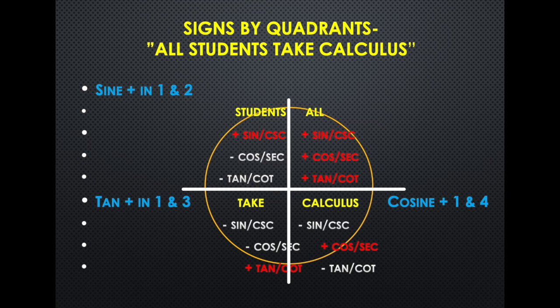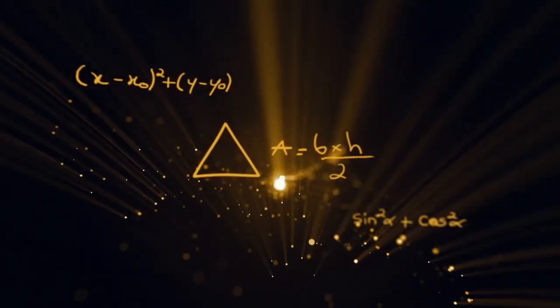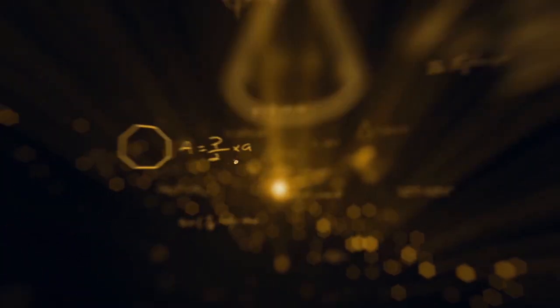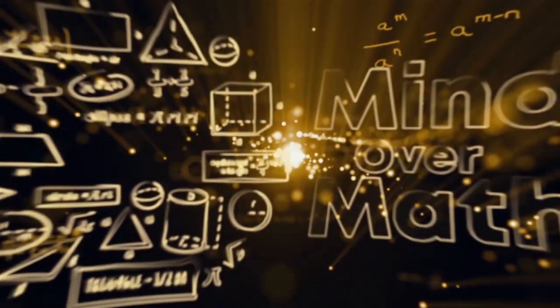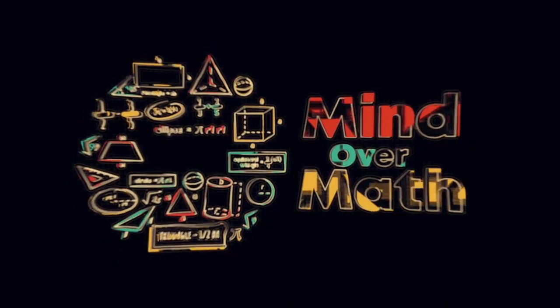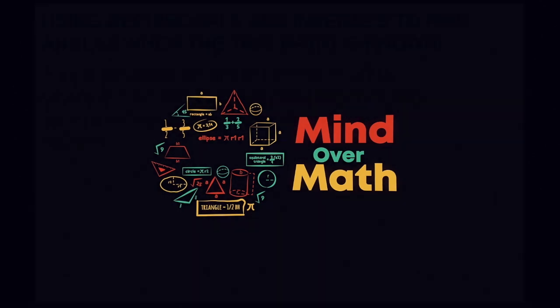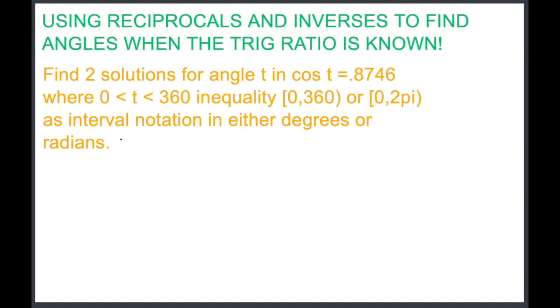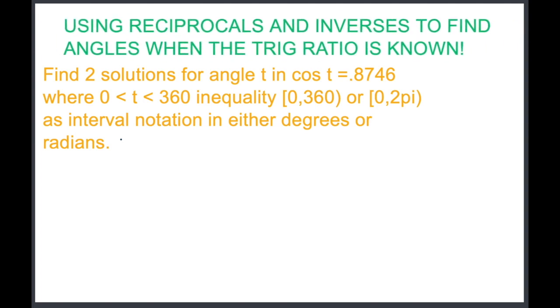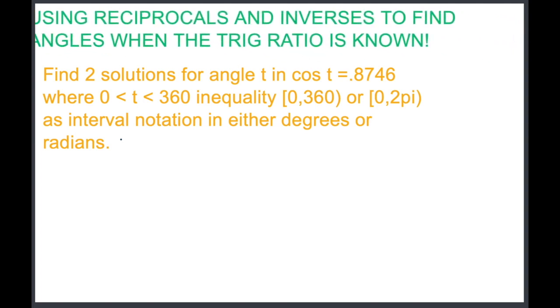Today is going to be on the difference between sine and sine inverse, cosine and cosine inverse, tangent and tangent inverse on the calculator. This trig lesson is on using reciprocals and inverses to find angles when the trig ratio is unknown.